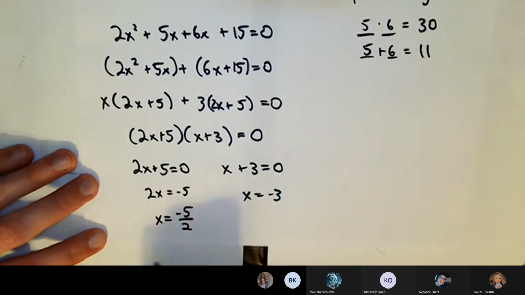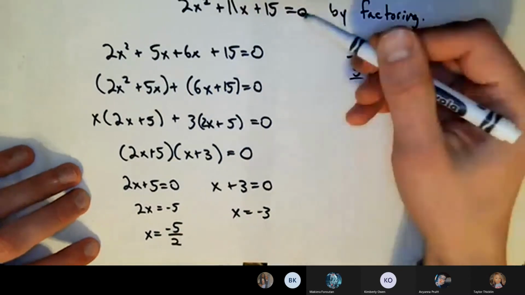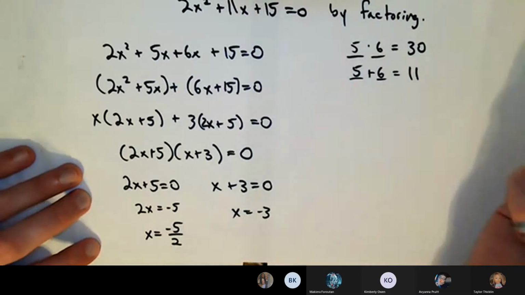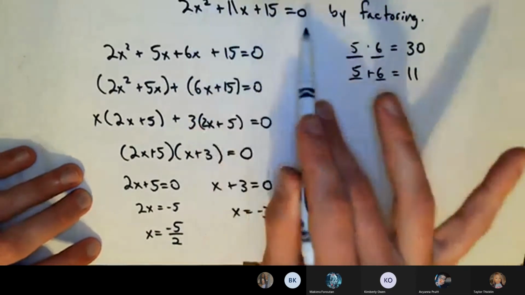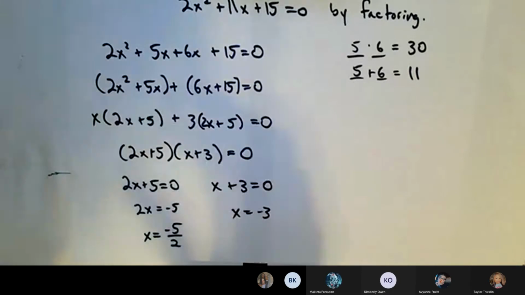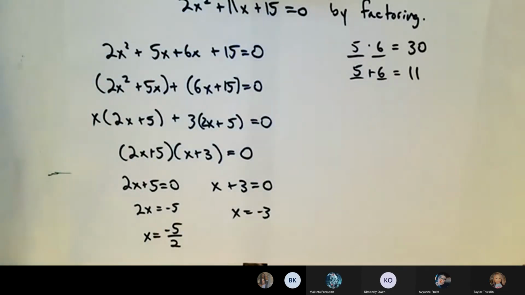Okay, so there's my 2 solutions to this equation: -3 and this ugly fraction, -5/2. Apparently, if you plug -5/2 into this, you get 0. And it's true. You could check it if you wanted to. Okay. Now let's get into what if the equations can't be factored.